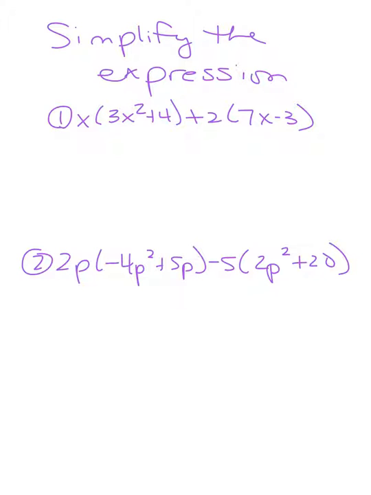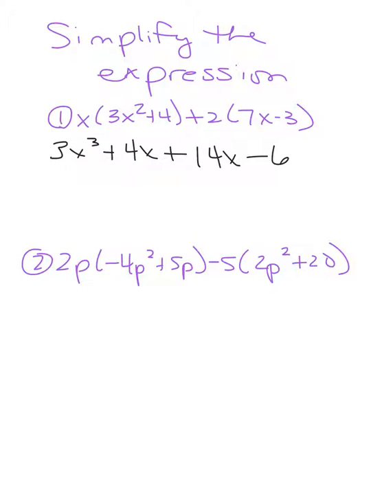In our next set of problems, we're going to simplify the expression. So we're going to have to distribute to get rid of the parentheses, and then we're going to combine our like terms. So in number 1, I have x times 3x to the 2nd gives me 3x to the 3rd. X times 4 gives me positive 4x. Now looking at that other expression, I have plus 2 times 7x gives me 14x, and then 2 times negative 3 gives me negative 6.